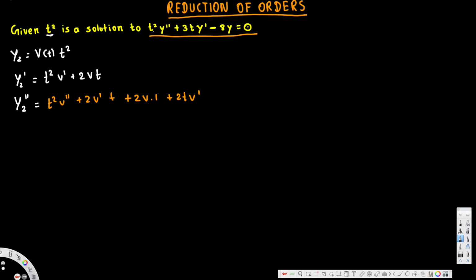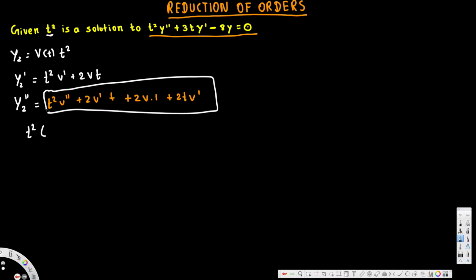First let's plug in t square y double prime. Let me erase this. Oh no, I'm looking at the wrong thing. This is the one we are substituting: t square y double prime. Y double prime is this whole thing.